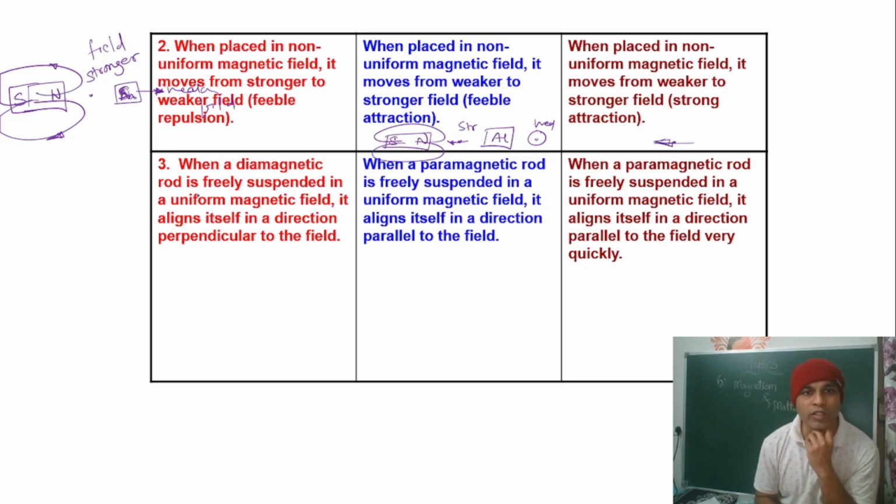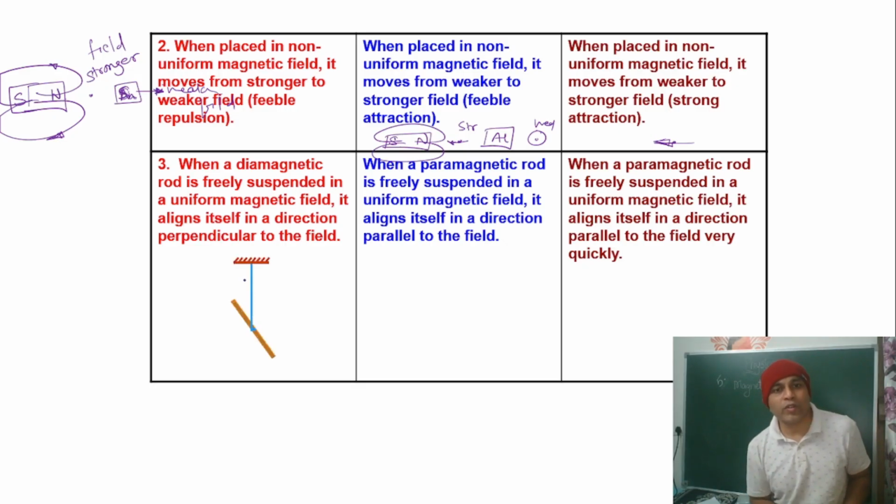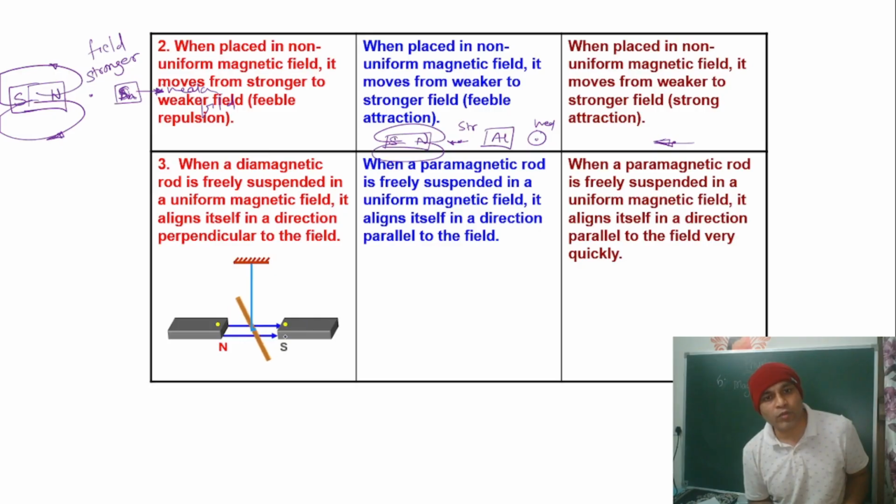When a diamagnetic rod is freely suspended in a uniform magnetic field, it aligns itself in a direction perpendicular to the field. You can see the north and south poles are here. The possible orientation of this rod is that it should not go toward the north side, nor the south side. So it will be directly perpendicular. It will stay as far as possible from both poles.